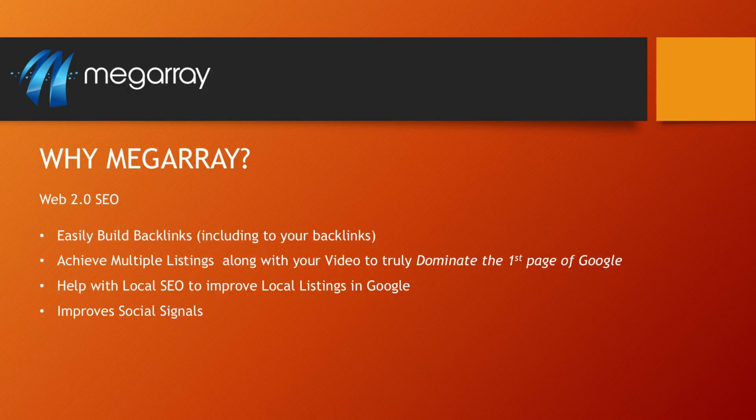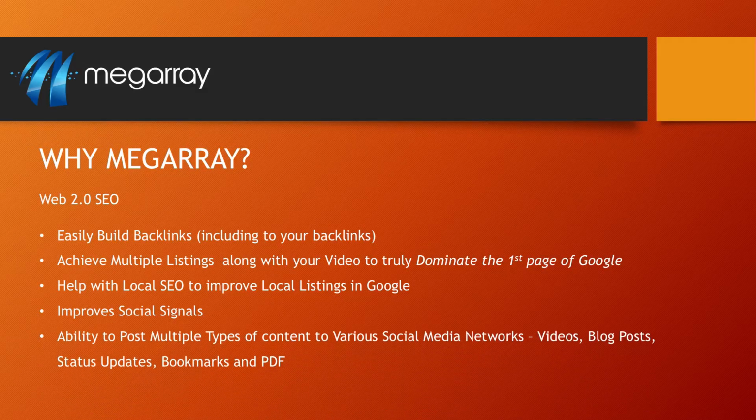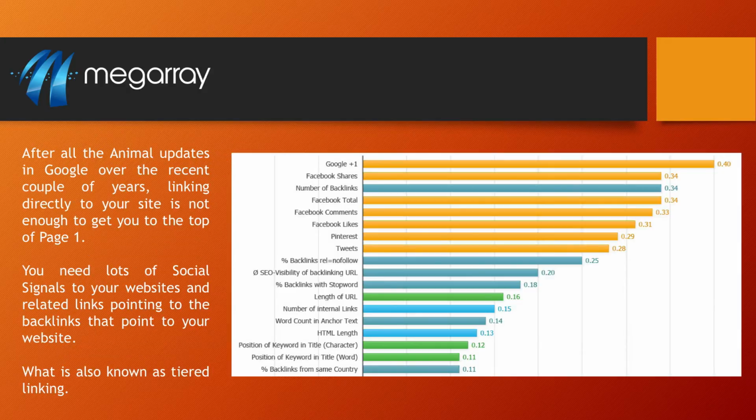And the other thing that Web 2.0 helps with is your social signals, and I'm going to show you a chart here in a second that shows you just how important social signals are to your ranking success. So in using the Web 2.0 aspect of Megarray, you're able to post many types of content, and you've already seen videos. You're also able to post blog posts, status updates, bookmarks, and PDFs. And we'll go into a little bit more of a demonstration of that here in a second.